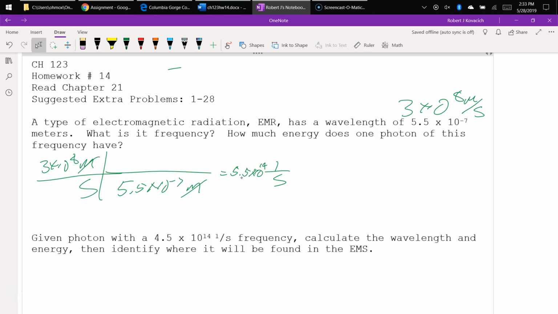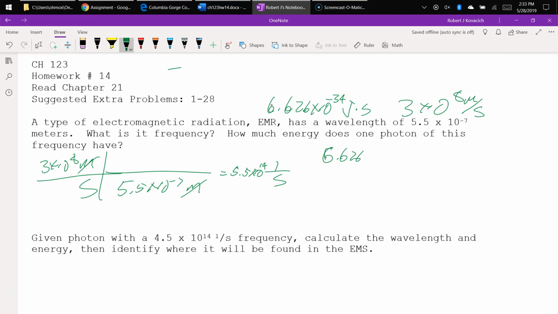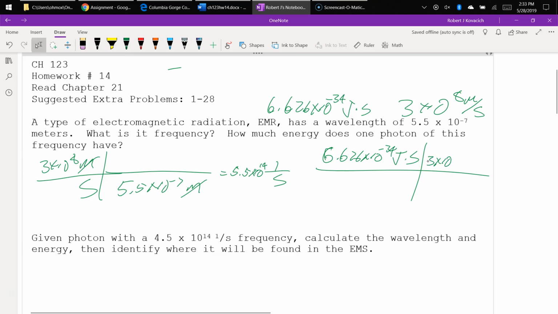And then the energy portion of it. What we need is 6.626 times 10 to the negative 34th joules times seconds. So I'm just going to start with that, because I need an answer that's got joules as its unit, since I'm looking for energy. I'm going to use 3 times 10 to the 8th meters per second to cancel out the seconds. And then I'll use 5.5 times 10 to the negative 7th meters to cancel out the meters.